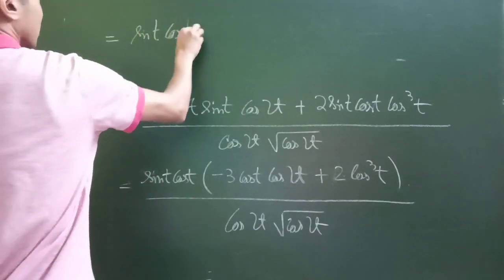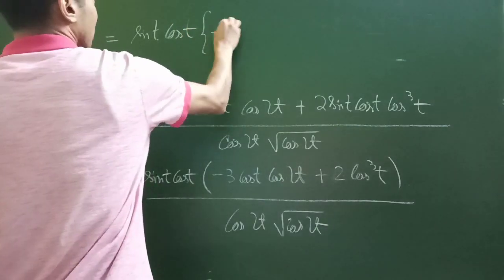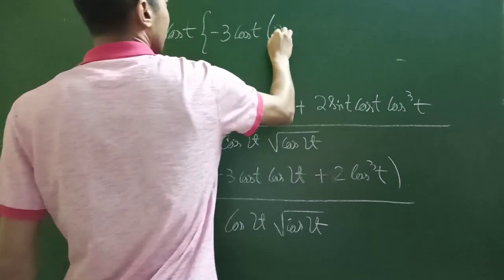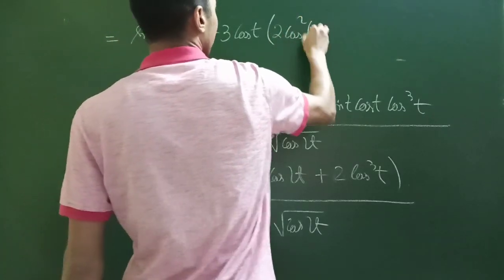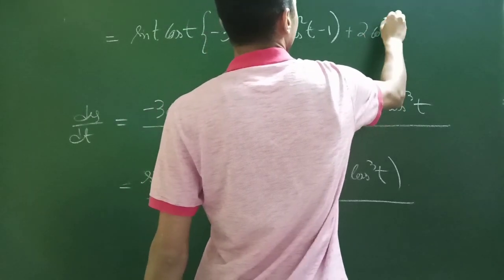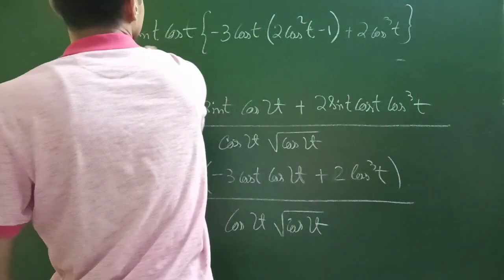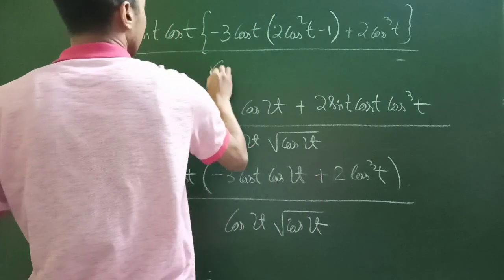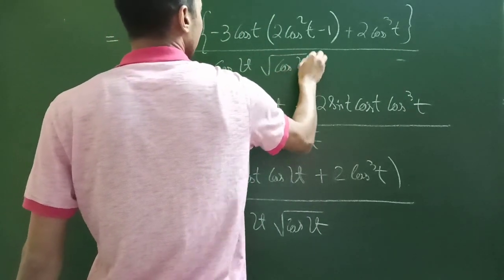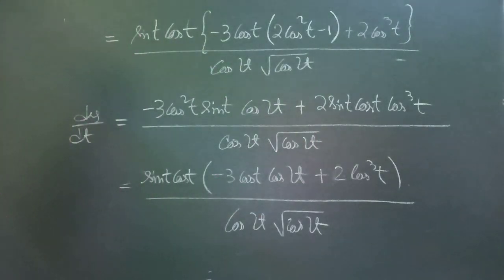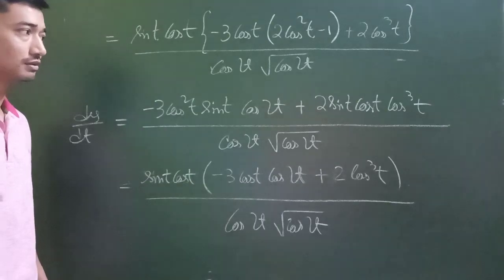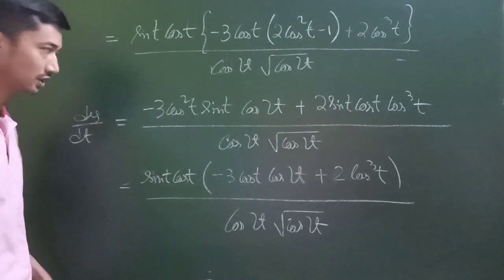Sin t cos t, minus 3 cos t. Again, from trigonometry cos 2t, this time I'm going to write 2 cos squared t minus 1, plus 2 cos cube of t, divided by cos 2t root over of cos 2t. Okay, written it down. You can pause the video here for once. Paused, written, let's continue.